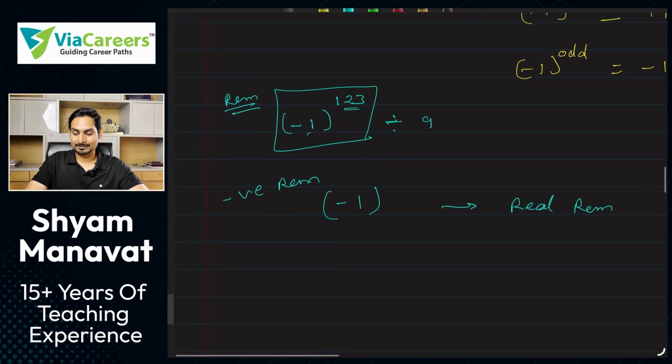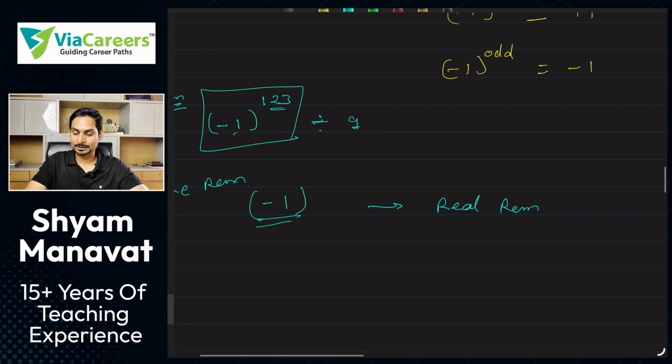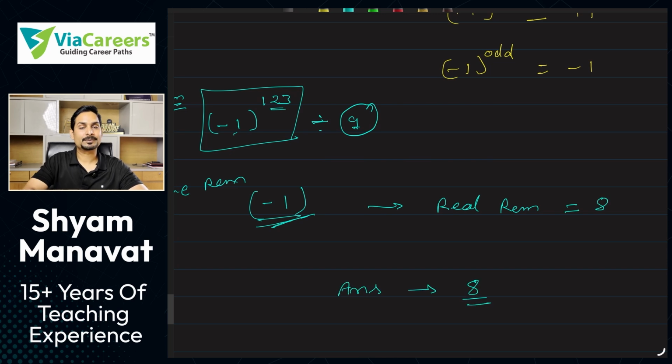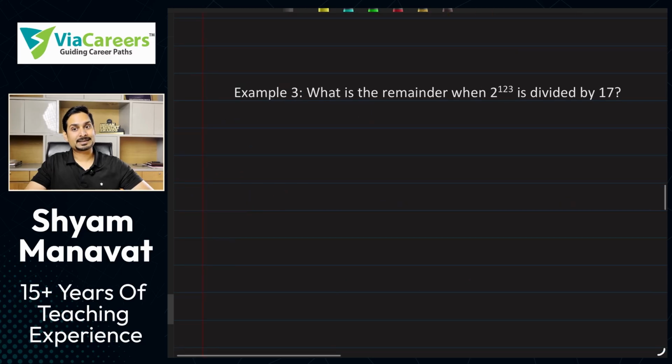So in this case, if the negative remainder is minus 1 and the divisor is 9, then the real remainder should be 9 minus 1. The real remainder should be 8. What does it mean? It means the answer should be 8. Okay. This is one easy application of negative remainder. I hope you got it. Let's see more examples. Okay, another example.